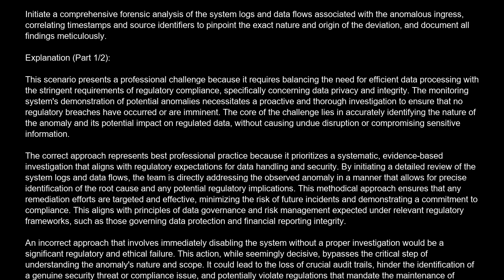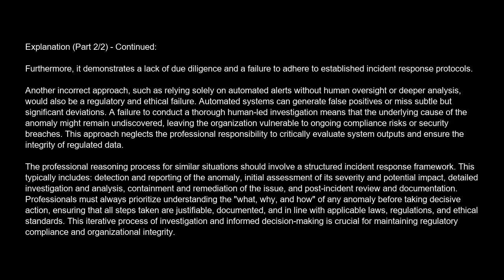An incorrect approach that involves immediately disabling the system without a proper investigation would be a significant regulatory and ethical failure. This action, while seemingly decisive, bypasses the critical step of understanding the anomaly's nature and scope. It could lead to the loss of crucial audit trails, hinder the identification of a genuine security threat or compliance issue, and potentially violate regulations that mandate the maintenance of operational systems and the investigation of anomalies. Furthermore, it demonstrates a lack of due diligence and a failure to adhere to established incident response protocols.